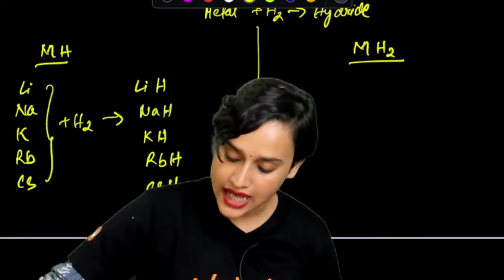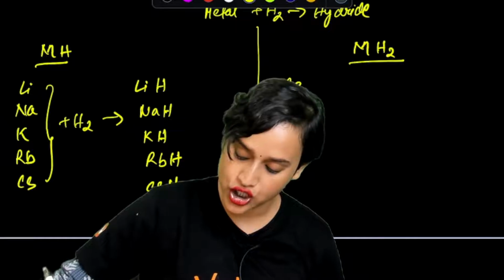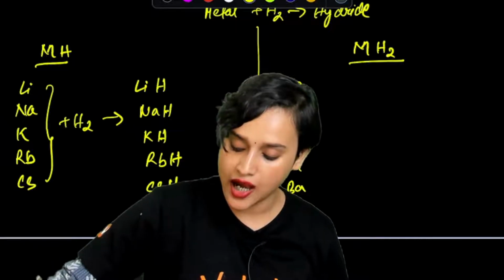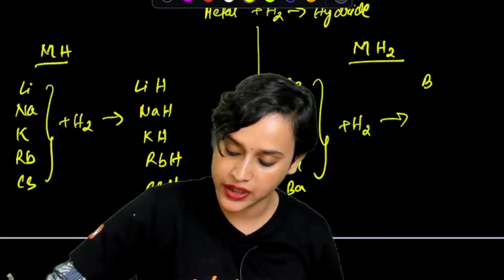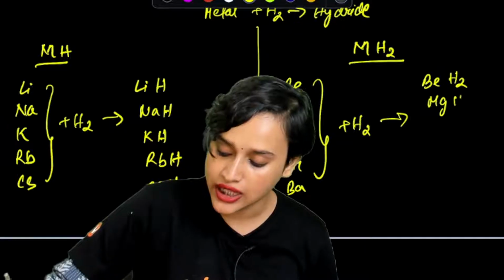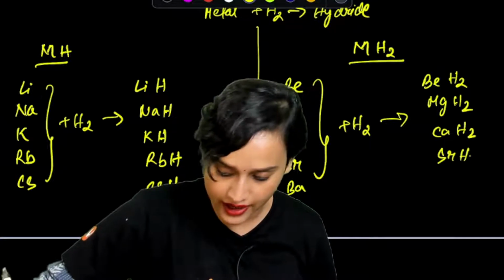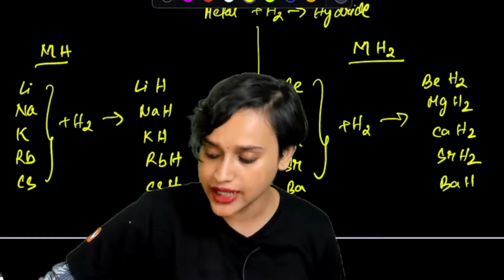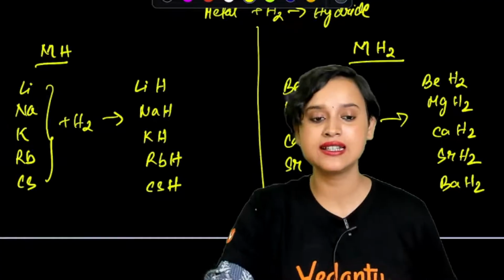Now, when we come to this side, we will see that we will have beryllium, magnesium, calcium, strontium, and barium. When these react with hydrogen, what will you get? You will get BeH2, right? You will get MgH2, CaH2, SrH2, and BaH2. Is this clear, everybody?